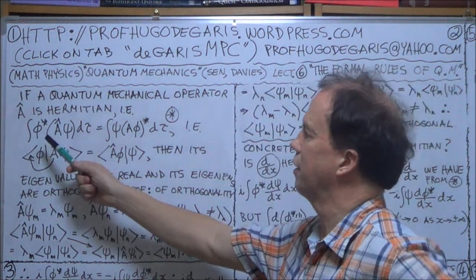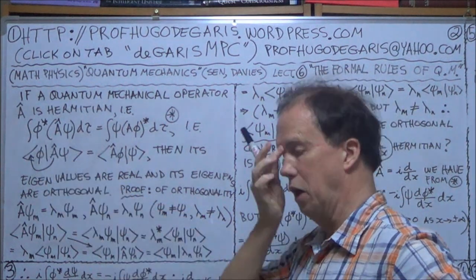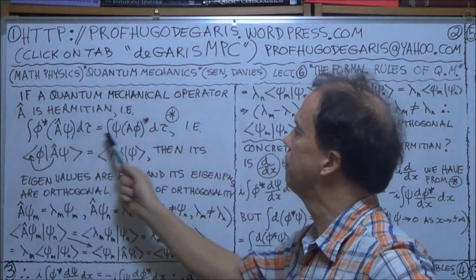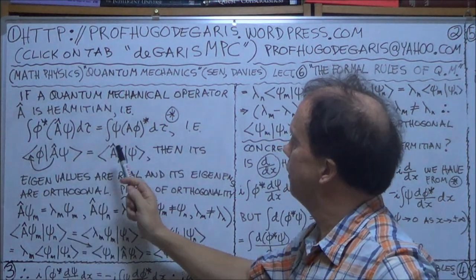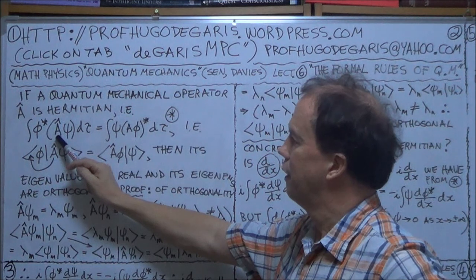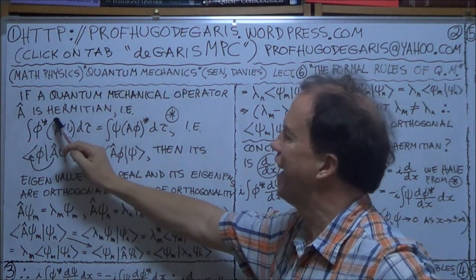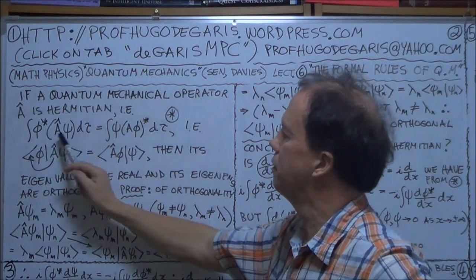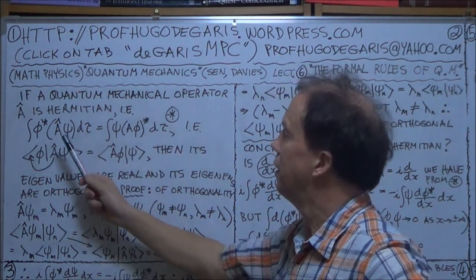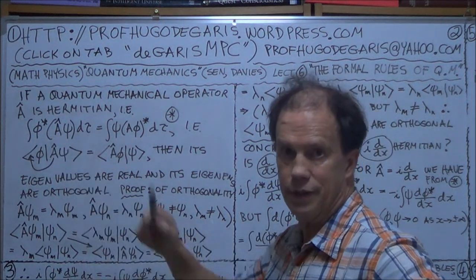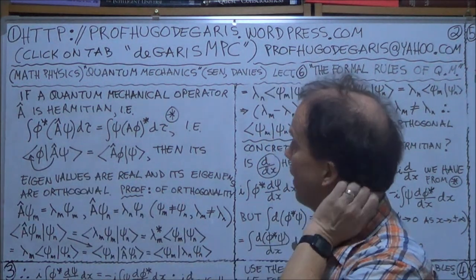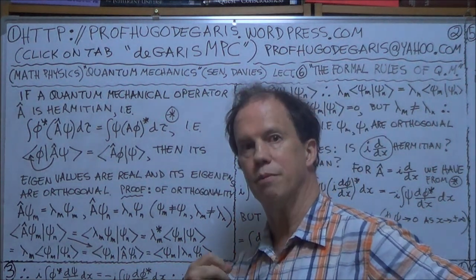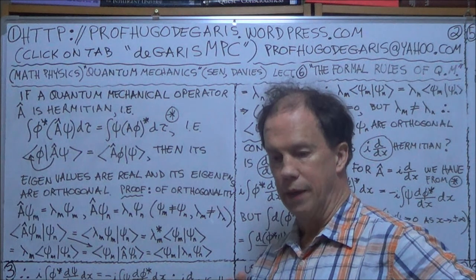And I've written it out again. Here it is, written in terms of the overlap integral notation. So if your quantum mechanical operator, A hat, obeys this condition for two general functions, then that operator A is said to be Hermitian. Okay? And then towards the end of the last session, we did half of the problem.